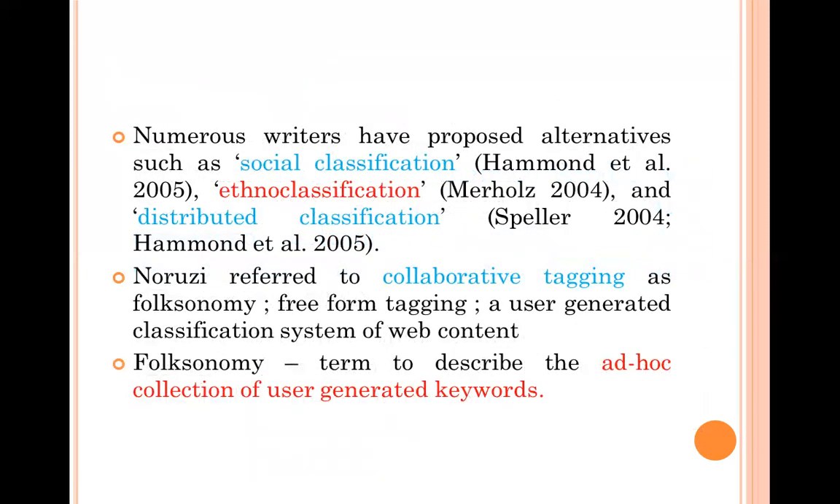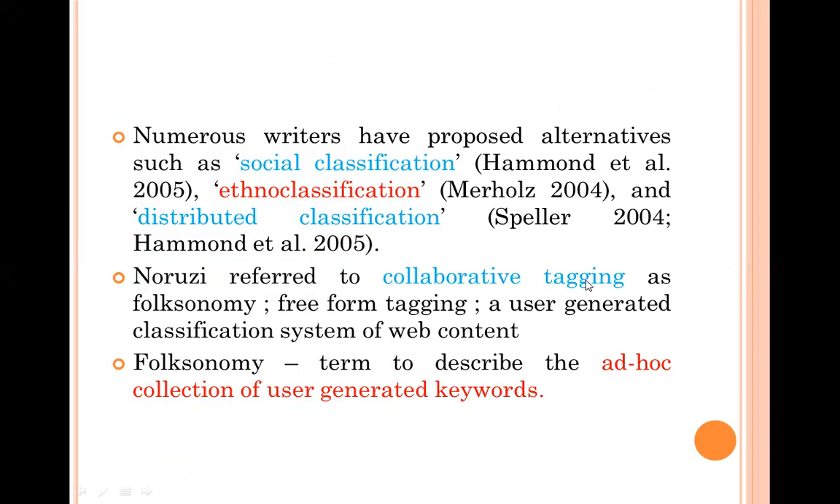See, many people have given different names for FOLKSONOMY. Some people say it is called social classification. Some people say it is ethno classification. Some people say it is distributed classification. And Noruzi says it is collaborative tagging. See, everybody tags, everybody gives keywords. All those keywords are combined together and you create a taxonomy. So it's a kind of collaborative tagging, a user-generated classification system of web content. So we have got web content.